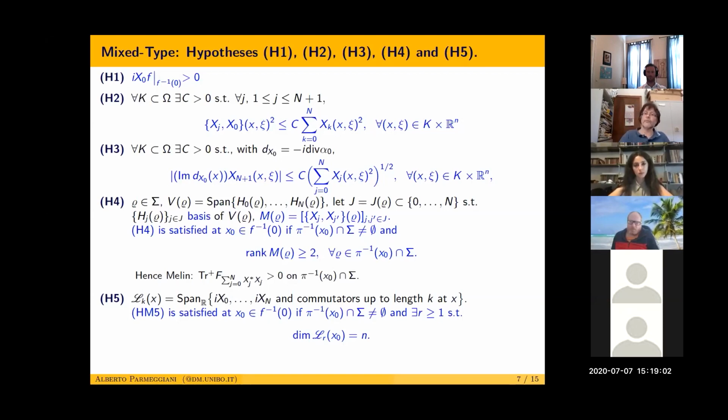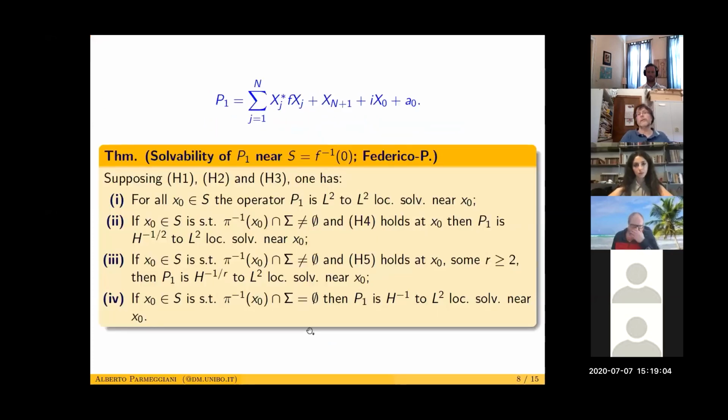So once you have these conditions, you have this kind of result. We are going to focus on solvability near the problematic set where f is 0.